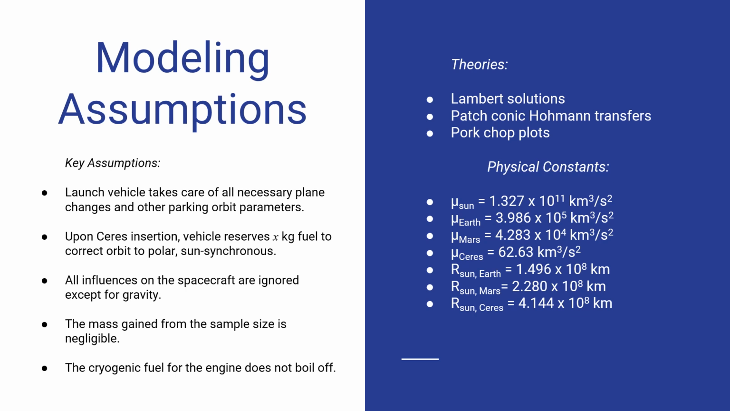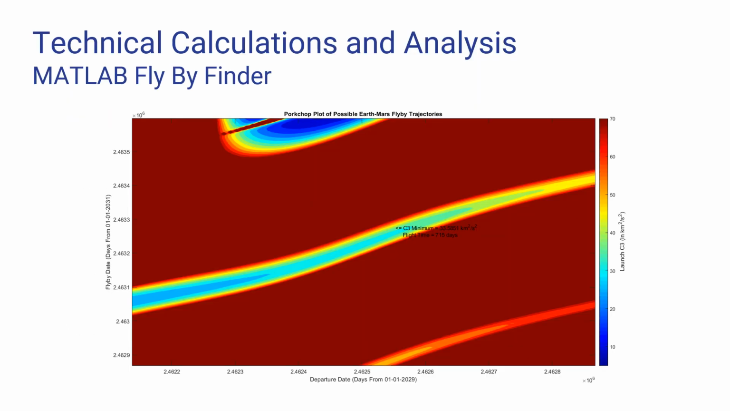The physical constants used in these calculations are listed in the slide, ranging from gravitational parameters to orbital radii of the bodies of interest around the Sun. In order to find the correct trajectory for the Earth-Mars-Ceres transfer, MATLAB was employed to solve the Lambert problem.